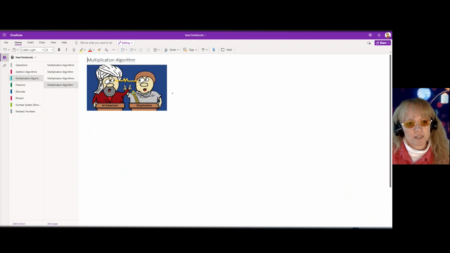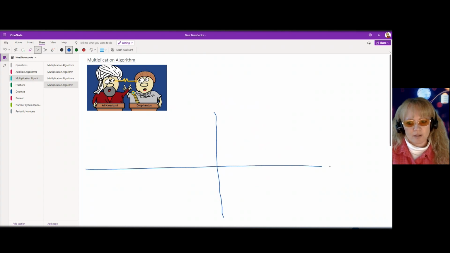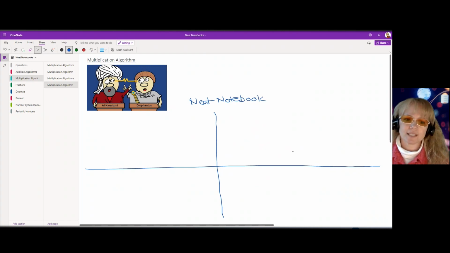There's 4 different ways to do addition. But why do we even talk about different ways to do these standard operations? So let me grab my pen. And first, I'm going to set up my paper because this is how we set up our neat notebooks. Neat notebook. So this is generally maybe the 3rd neat notebook I'll teach.